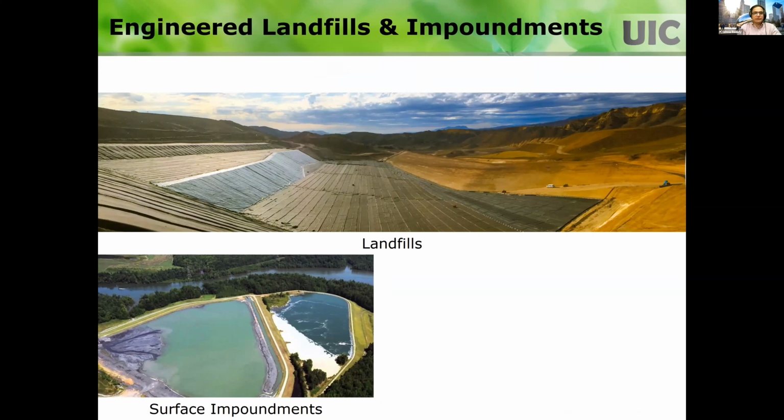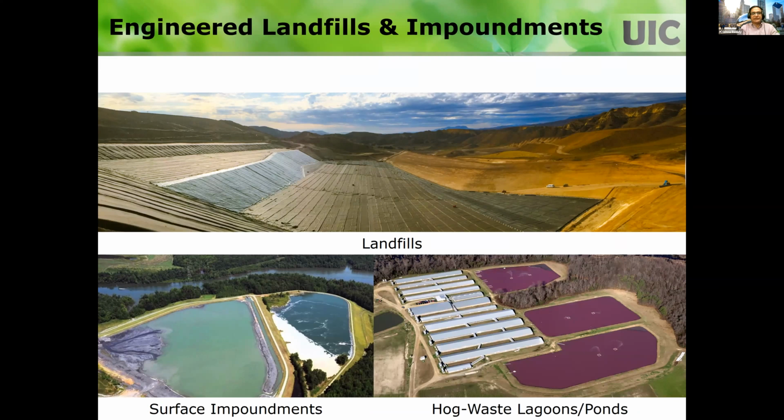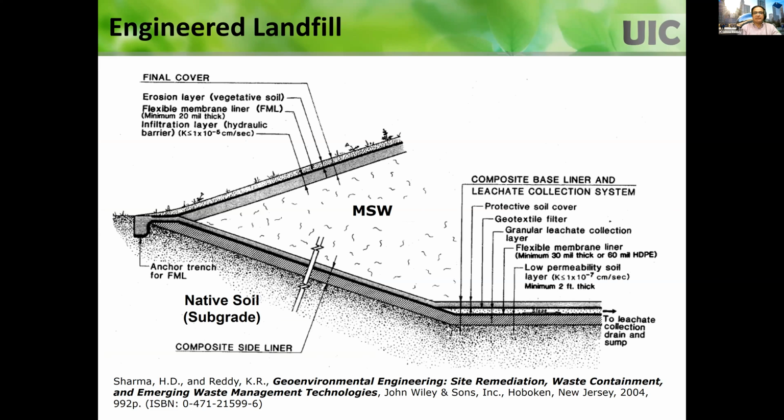But going into the future, you should not be putting any waste into the existing dumps. You should be thinking about engineered landfills. This shows you can dig down into the ground and put in liner systems. You could have surface impoundments if you have liquid waste, and for animal waste, you can have ponds too. These are the engineered landfills. You have a bottom liner, side liner, leachate collection system, and a final cover. So you have a very good engineered system that is used in the US.